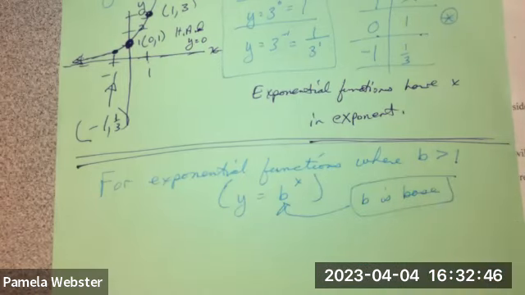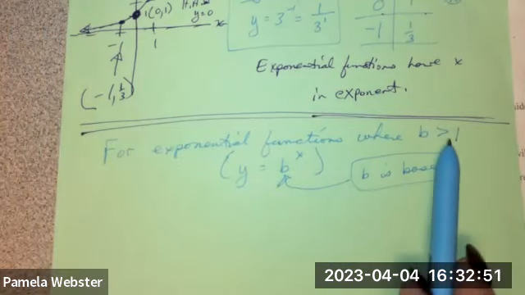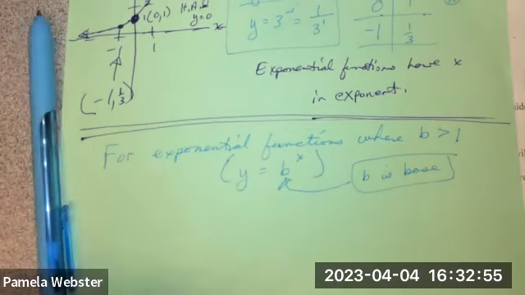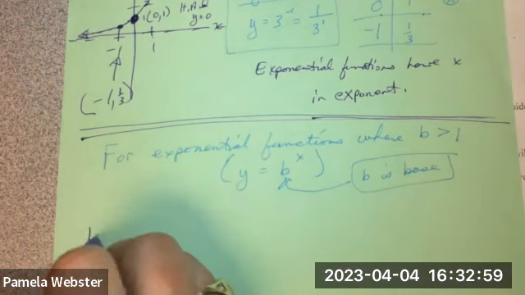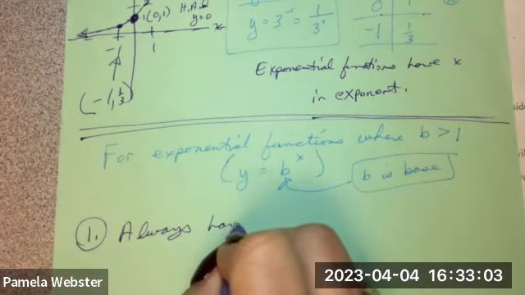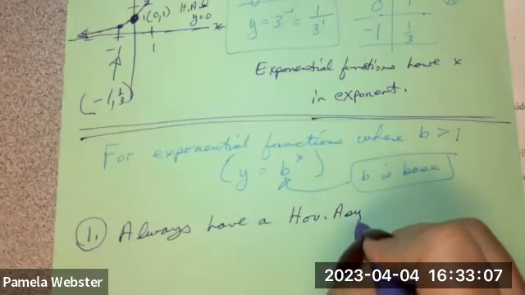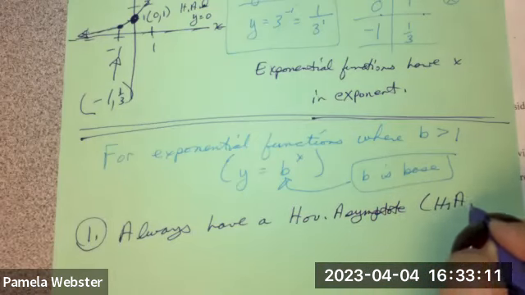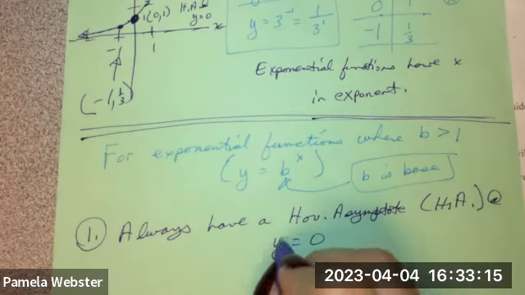Okay, well, we got something like this. Y equals b to the x, and b is greater than 1. We'll talk about other cases in a little bit. But where b is greater than 1, we're going to have these things happen. Number one, we always have a horizontal asymptote, which I abbreviate HA, at y equals 0.